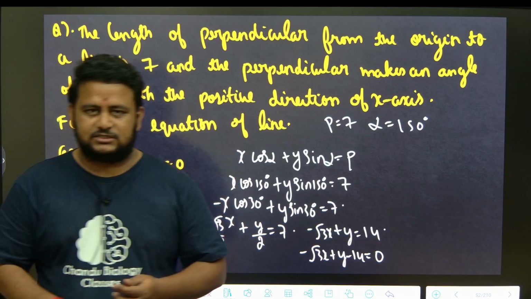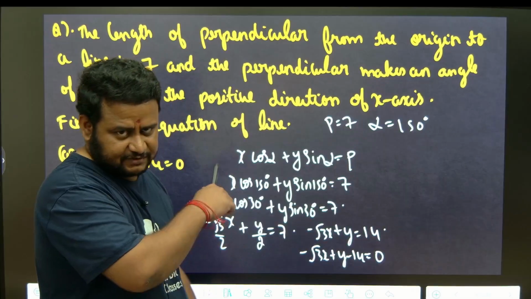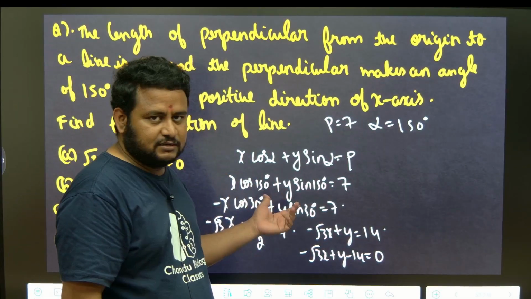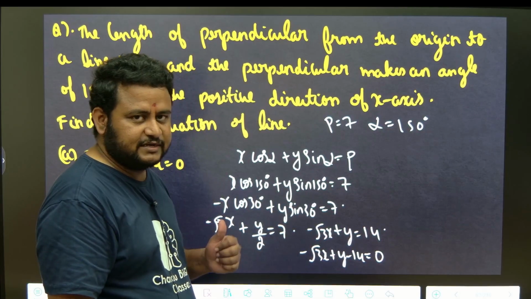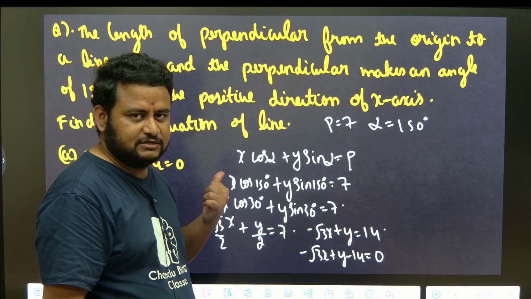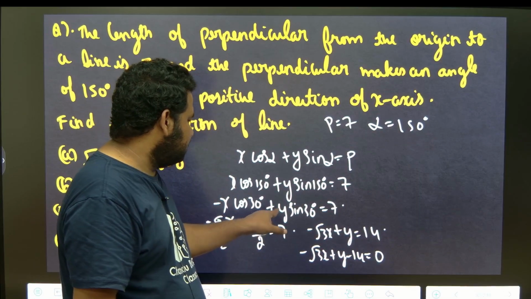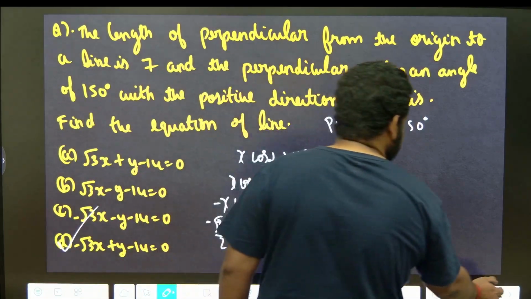Okay, this is how you solve the question. So x cos alpha plus y sin alpha is equal to P. P is nothing but 7, that is the length of the perpendicular from the origin, and alpha is given as 150 degree. This 150 you can convert to 30 degree for cos and sin. For 150 degree, by the ASTC rule, cos is negative in the second quadrant, but sin is positive. That's why this will be minus root 3 by 2. This will be positive 1 by 2. Okay, cos and sin 30 degree. Okay, got it. So this is how you solve the question.